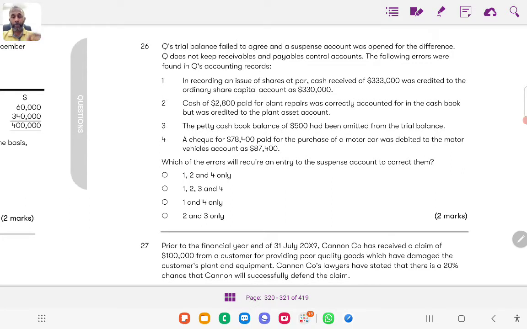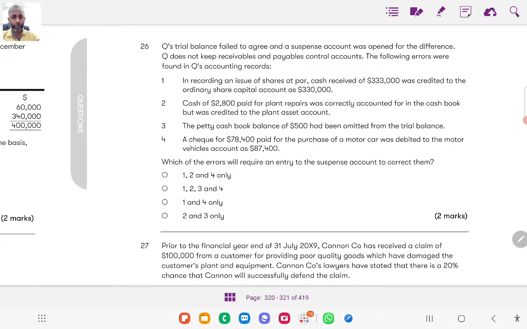So number 1 is a compulsory option. When number 1 is compulsory, if you read the answers, the 4th option does not include number 1. It has 2 and 3 only, so that is not the correct option, so I am removing that.